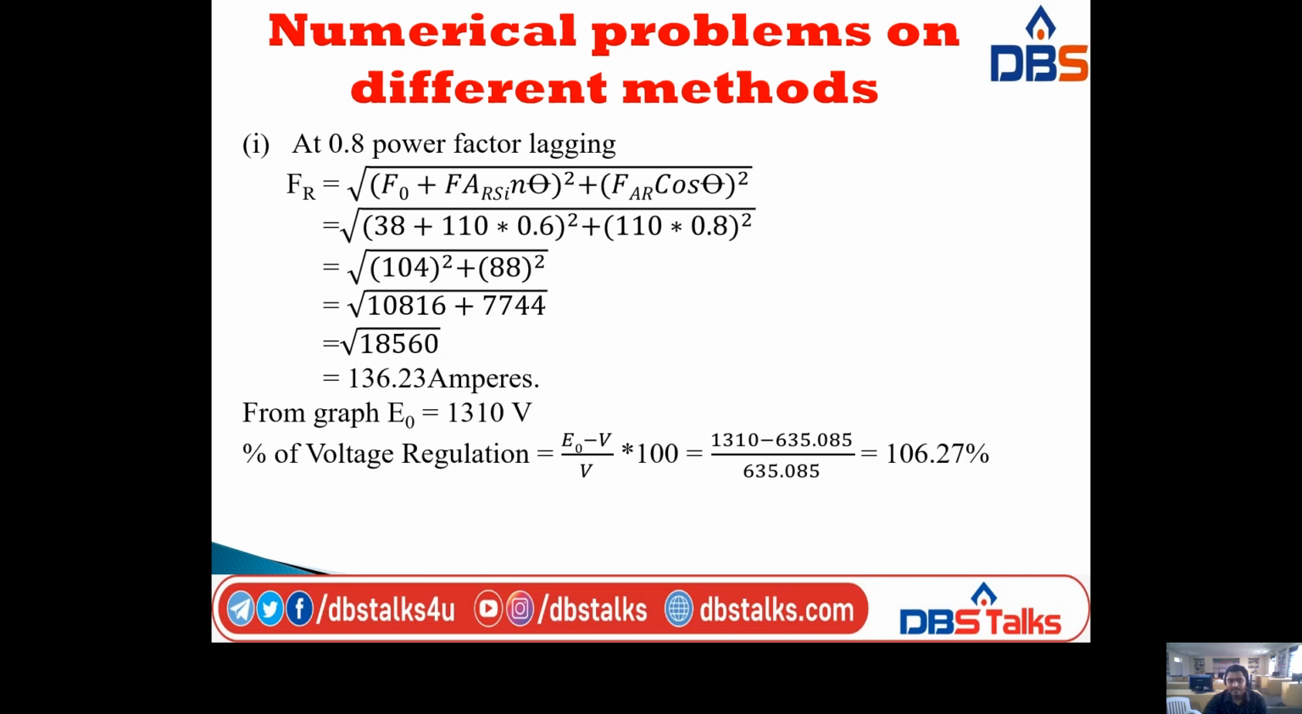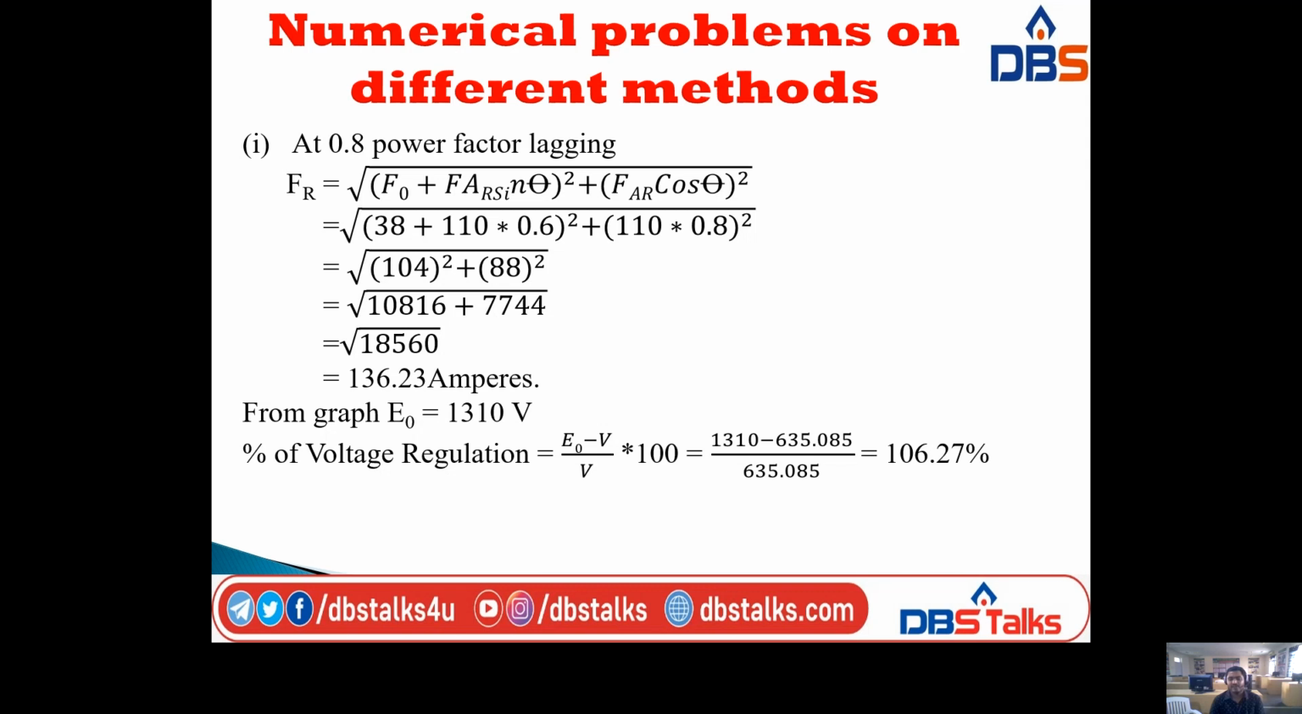Next, coming to the first case. At 0.8 power factor, we have to calculate the resultant field current, FR. We know the formula: FR equals root of F naught plus FAR sin phi whole square, plus FAR cos phi whole square. You know the values of F naught, FAR, sin phi and cos phi, so please substitute those values into this formula. F naught is 38, FAR is 100, and sin phi is 0.6, because they already gave cos phi as 0.8.